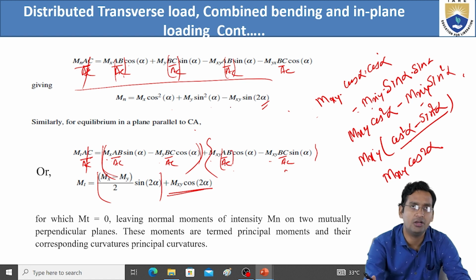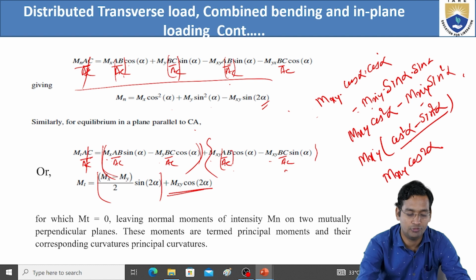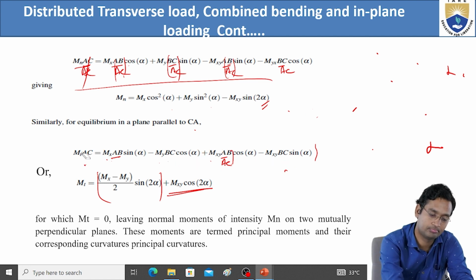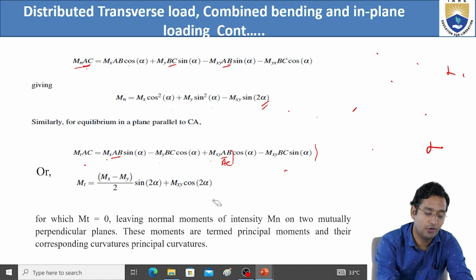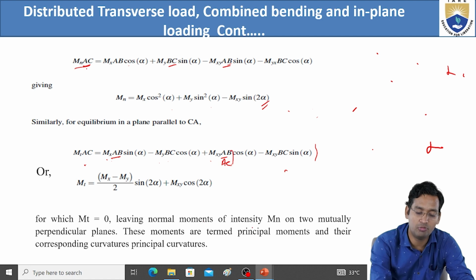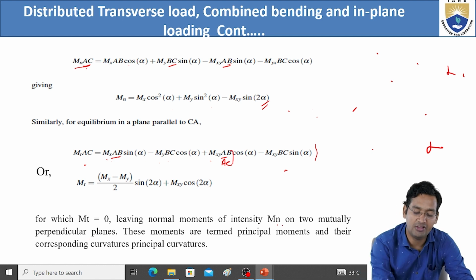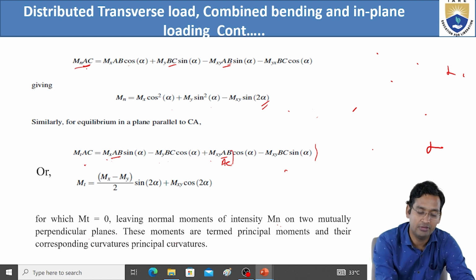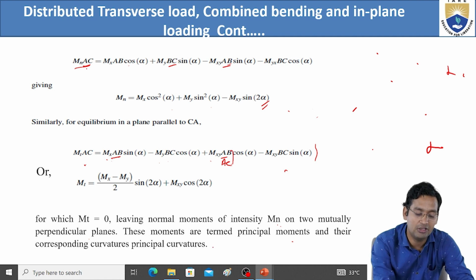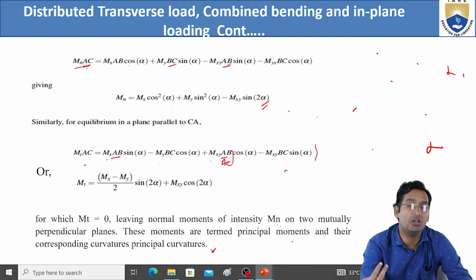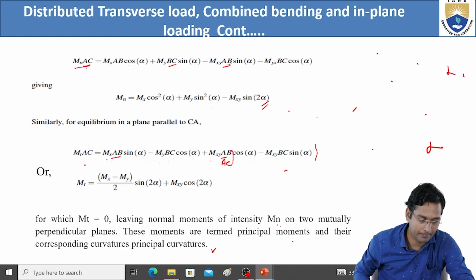The same way you have to solve here. You will get this one. Just take care of these AB by AC values. Right, for which MT equals 0. When MT is equal to 0, what is left is the normal moment of intensity Mn on two mutually perpendicular planes. So when the tangential moment is 0, only the normal moment will be there. These moments are termed principal moments, and their corresponding curvature is called the principal curvature. So when MT is 0, only normal moments will be there on two mutually perpendicular axes, and that time that Mn becomes the principal moment. Okay, so let's see once again quickly.